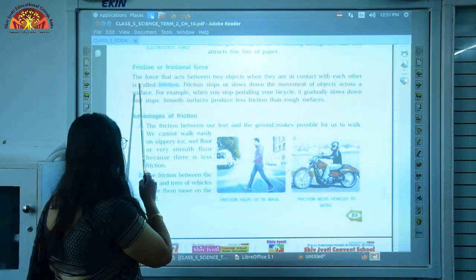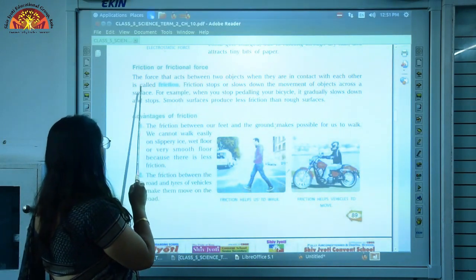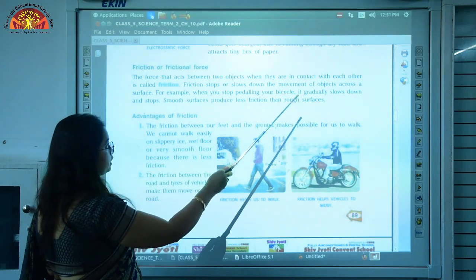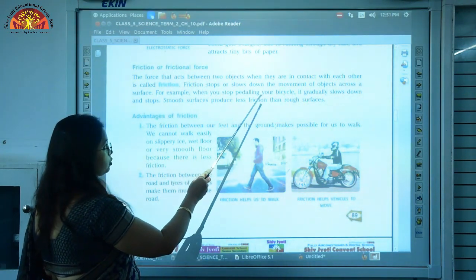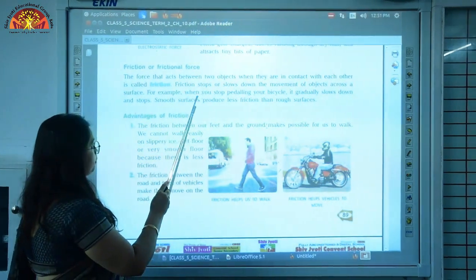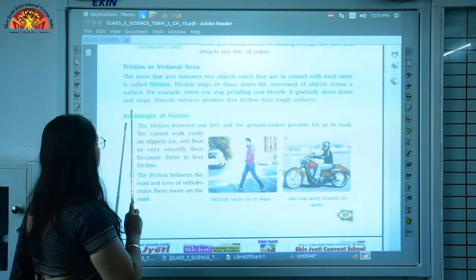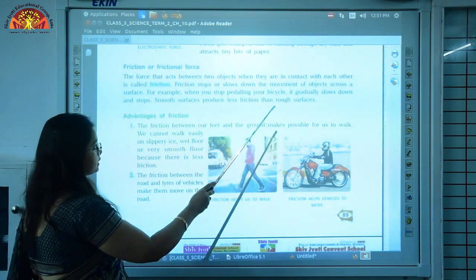Here the next type of force is friction or frictional force. It is the force that acts between two objects when they are in contact with each other is called friction. Friction stops or slows down the movement of objects across a surface. For example, when you stop pedaling your bicycle, it gradually slows down and stops. The smooth surfaces provide less friction than rough surfaces.